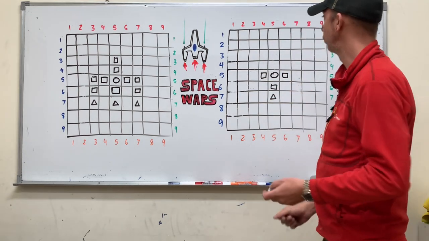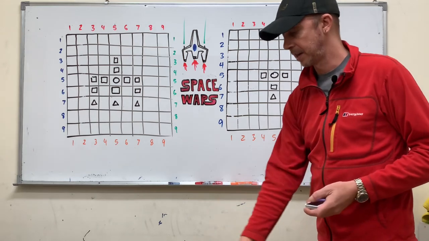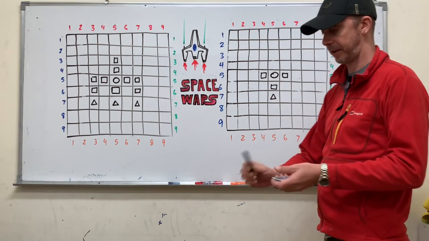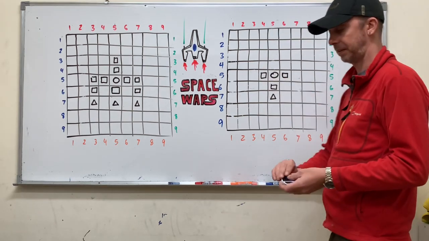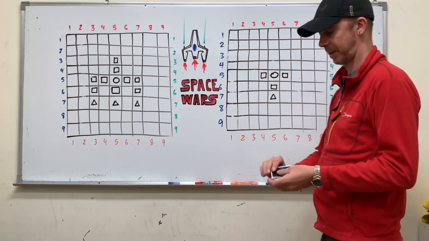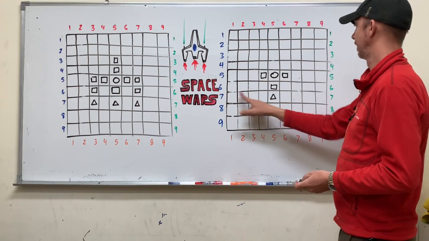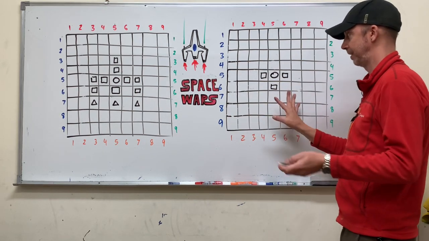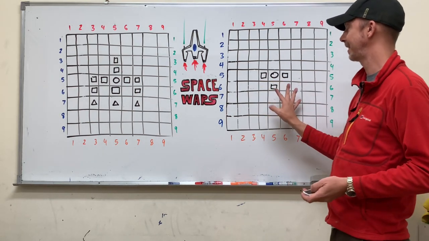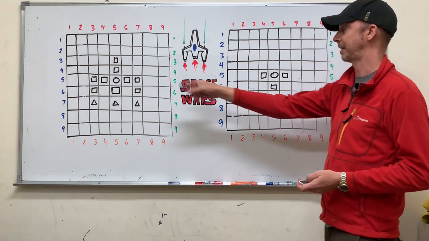Let's keep going. A blue 4 misses everything. A green 9 misses. A red 2 misses. A red 1 misses. A green 1 misses. A blue 7. Bam. Okay, done. If this were the first ship to be incapacitated, that team would win.